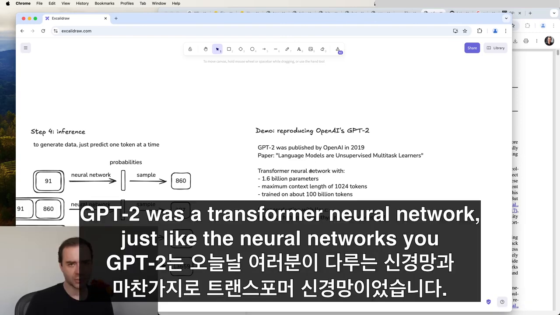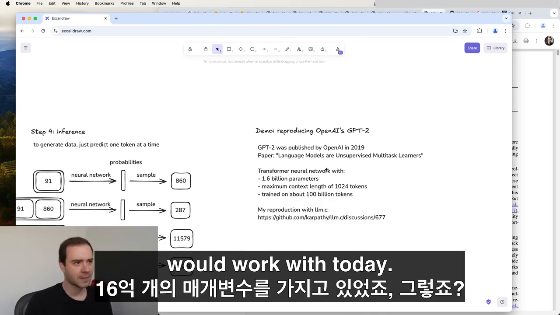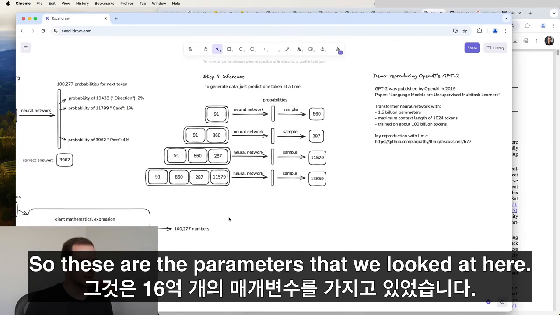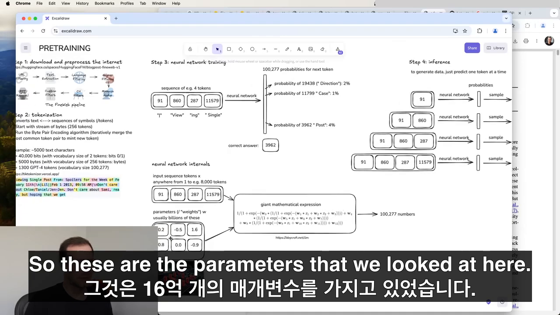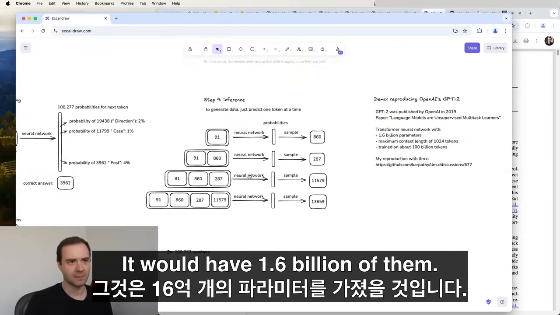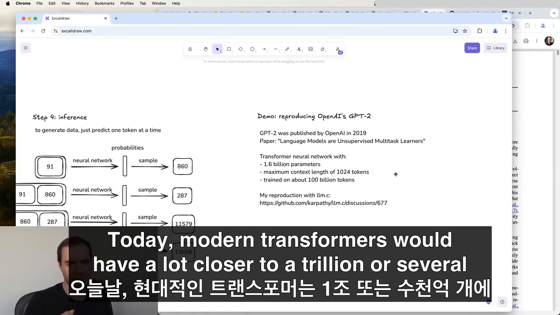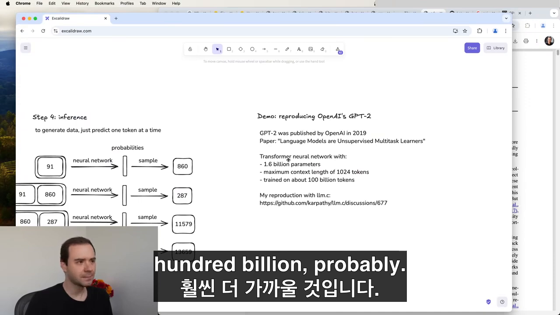GPT-2 was a transformer neural network, just like the neural networks you would work with today. It had 1.6 billion parameters, right? So these are the parameters that we looked at here. It would have 1.6 billion of them. Today, modern transformers would have a lot closer to a trillion or several hundred billion, probably.